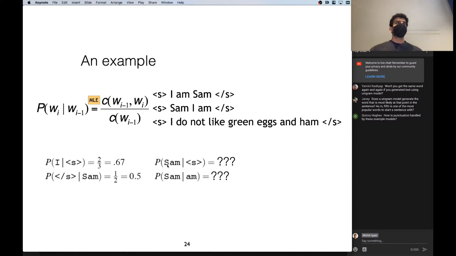So let's apply a similar approach to calculate this conditional probability of Sam given the start of sequence symbol. What is that? Yeah, 1/3, right? This only happens one time when the start of sequence symbol occurs. So it's 1/3.